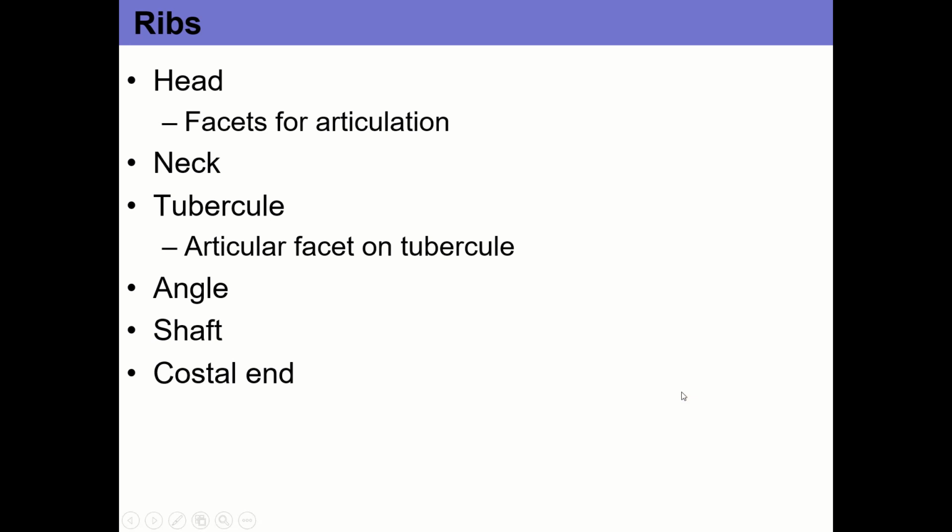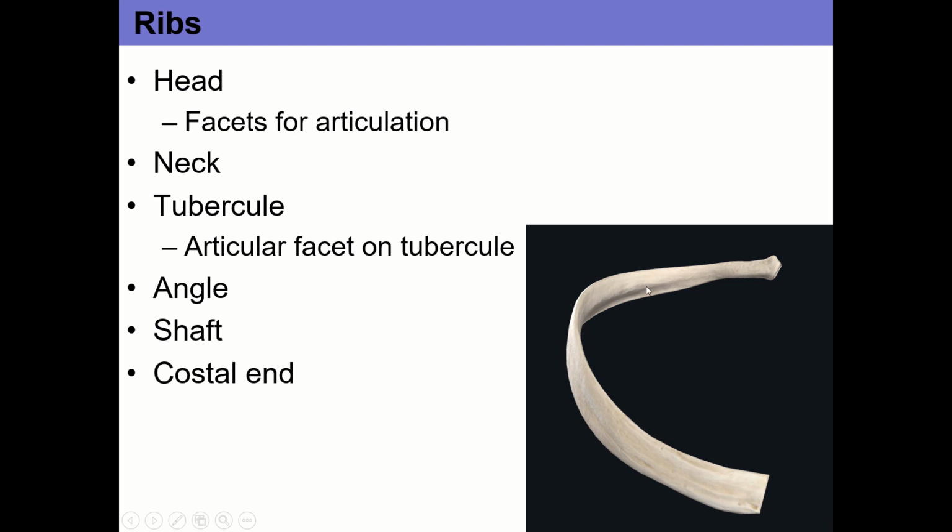And then if we go back to that anterior view, the angle's here. Everything in front of the angle is the shaft, so it's kind of like the diaphysis of a long bone. So this is all the shaft of the rib. And then the costal end is over here. That's what's going to interact with the costal cartilage that helps connect the ribs to the sternum. So that's the costal end. The costal end is on the anterior aspect, the head is on the posterior aspect.